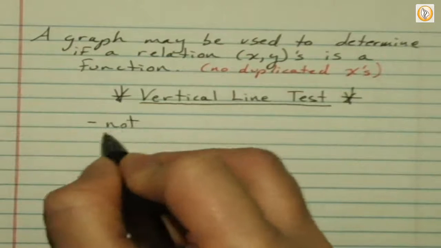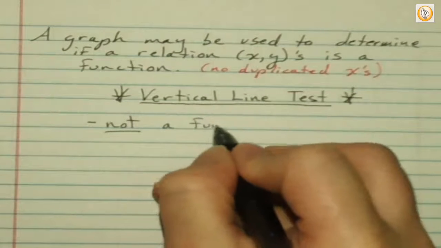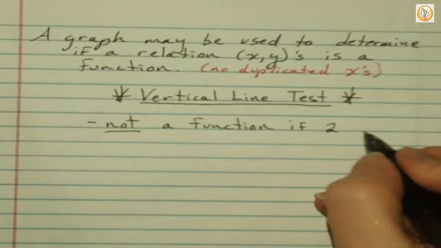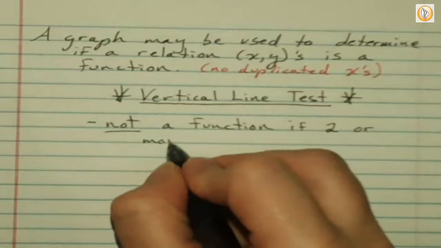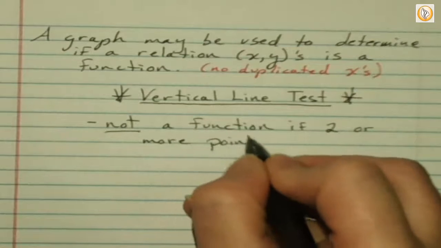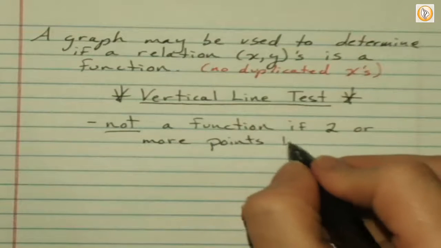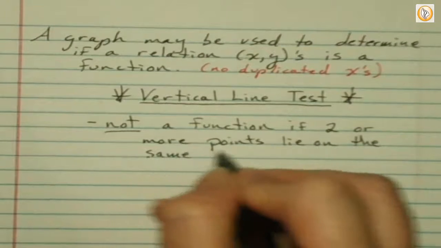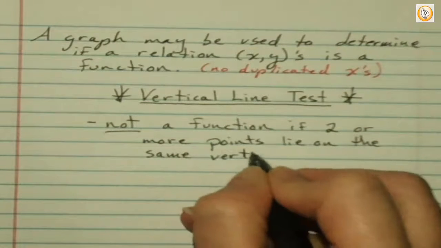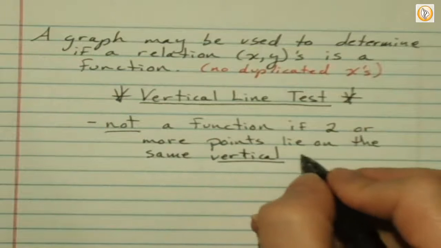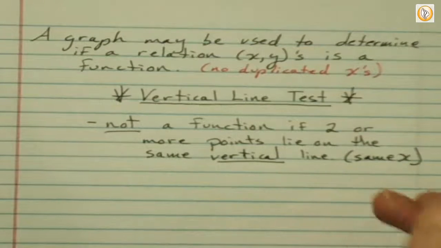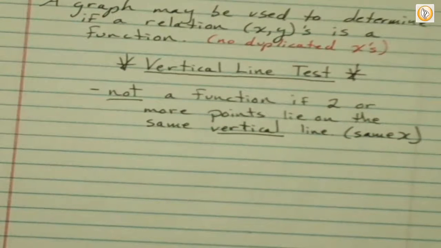It is not a function if two or more points lie on the same vertical line. Basically, if they have the same x. And I'm going to give you an example.